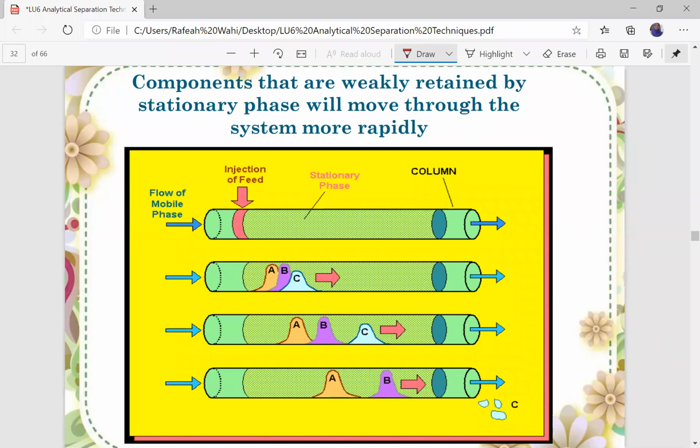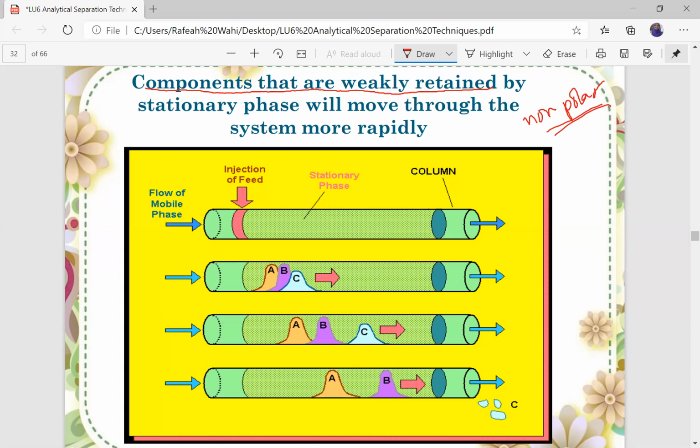Now, this figure represents column chromatography. Okay, and what I want to explain through this slide is that components that are weakly retained by the stationary phase will move through the system more rapidly. Which components will be weakly retained? Based on our explanation just now, which component? The polar compound or the non-polar compound? Right, non-polar compound. Non-polar compounds are weakly retained by the stationary phase and they move more quickly, more rapidly, right?